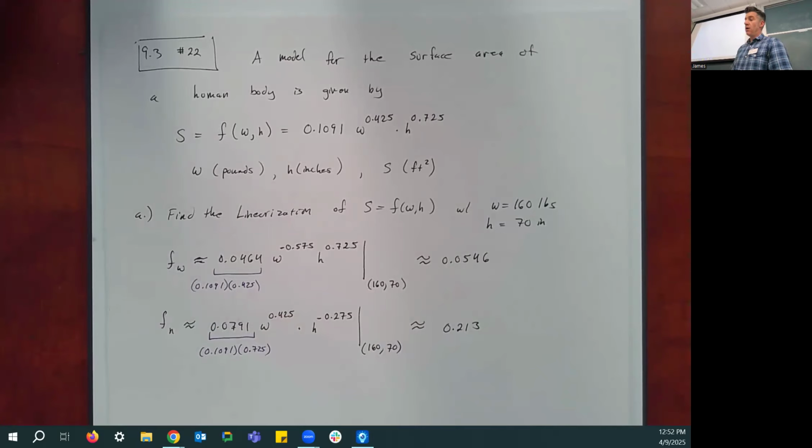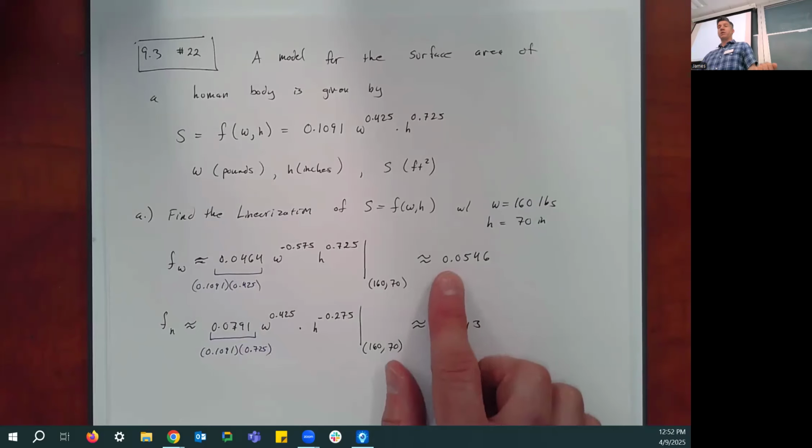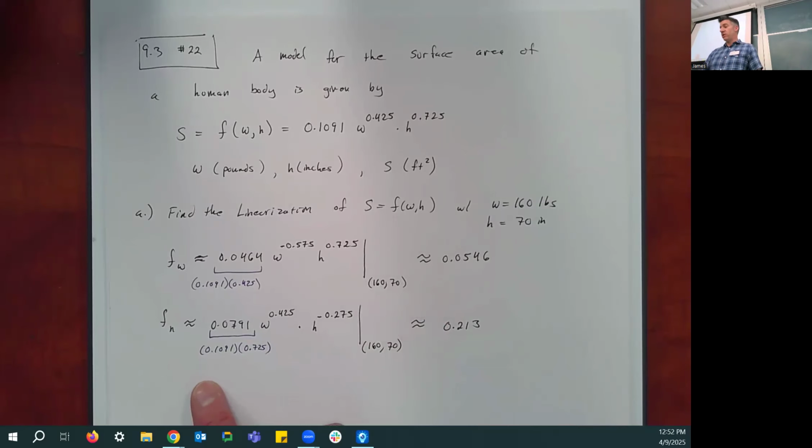Here's what I'm seeing. Since the partial derivative with respect to the weight is positive, increasing the weight should increase the surface area. Specifically, if I increase the weight by 1 pound, my surface area should increase by 0.0546 square feet. And if I increase the height by 1 inch, my surface area should increase by approximately 0.213 square feet. It's nice to think about what these partial derivatives mean. They're saying as one thing increases, the other thing increases this much.